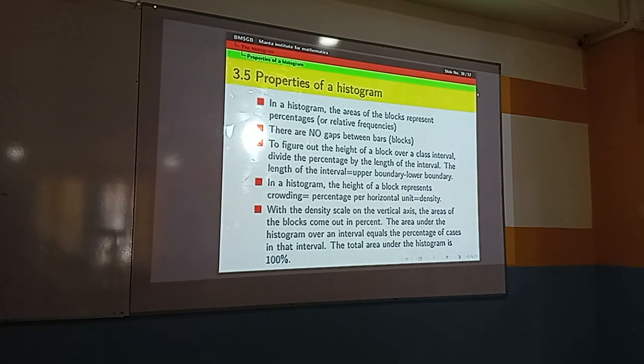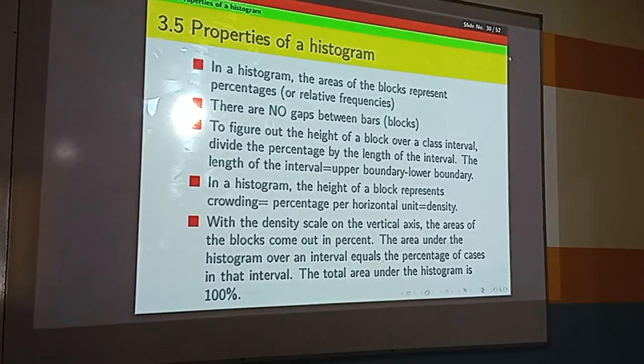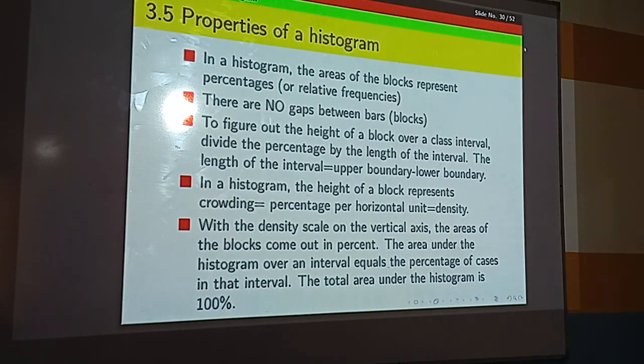In a histogram, the areas of the blocks represent percentages, or maybe relative frequencies, right? Most of the time people show percentage histograms, but when you come to something later on, something called probability density functions and so on, the more accurate thing to look at is the relative frequency, so that the total area is equal to 1, right? Percentage histogram total area is equal to 100.